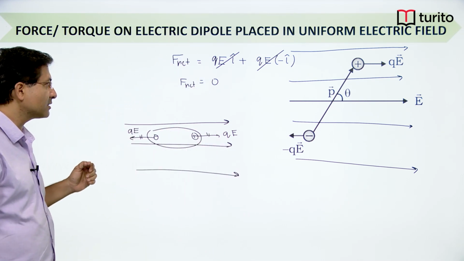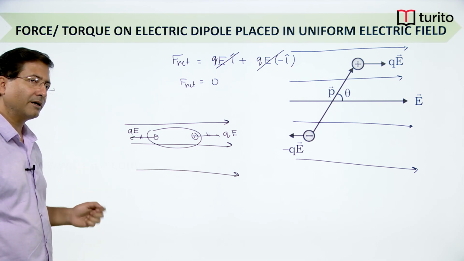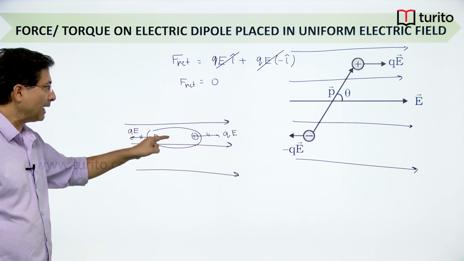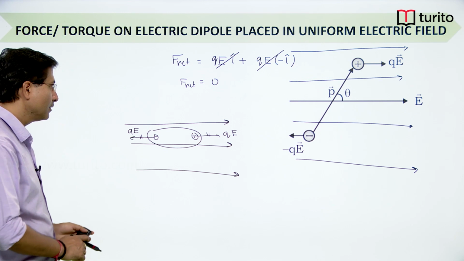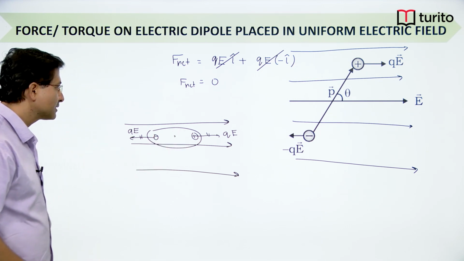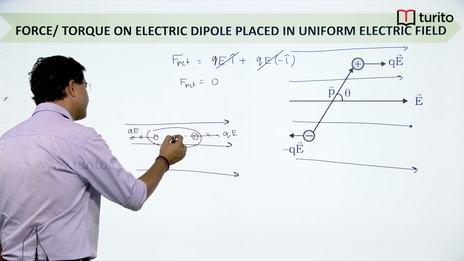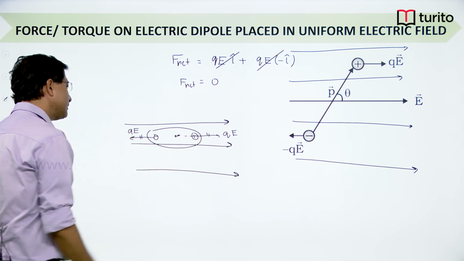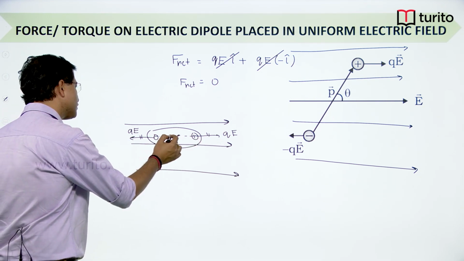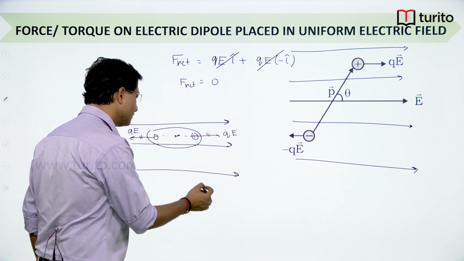If we are interested in finding the torque, torque may or may not be 0 depending on the situation. At this particular moment, both the forces are passing through the center. This force is not providing any torque about the center. Similarly, this force is also not providing torque about the center. Formula for torque is r cross F.